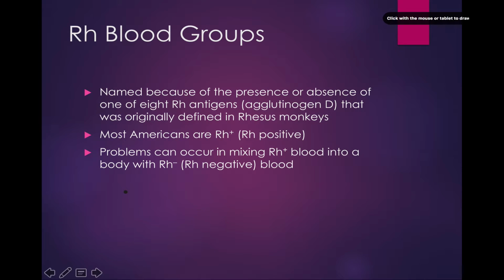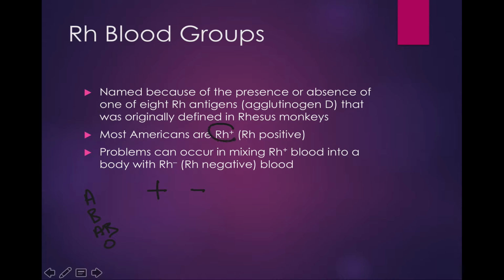In addition to the A, B, and O groups, we also have the Rh blood group. This is what gives your blood positive or negative. So you could be A, B, or O, and you could then be positive or negative as well. So you can be A positive or A negative.